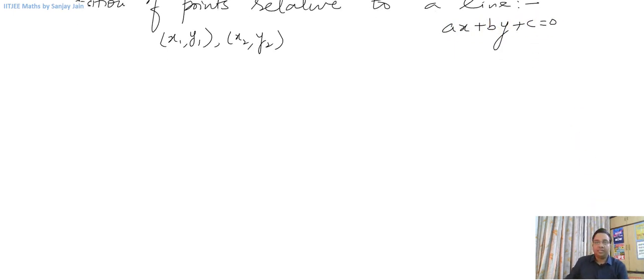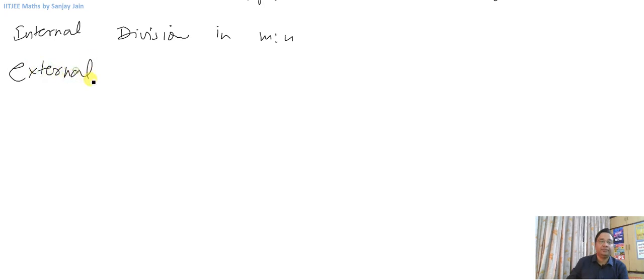Now before starting with the position of points relative to a line, let me remind you of internal division and external division, in the ratios, internal division in m is to n and external division in m is to n.